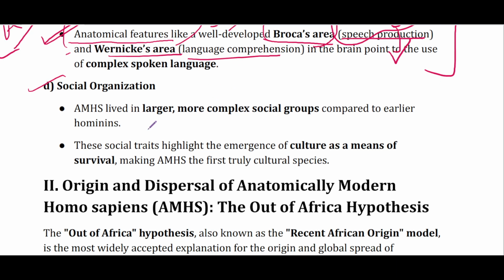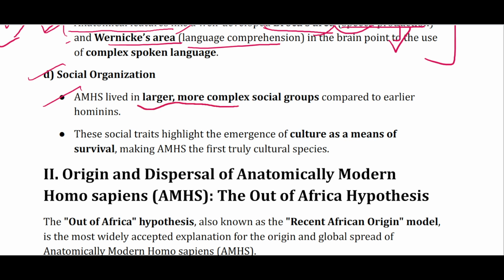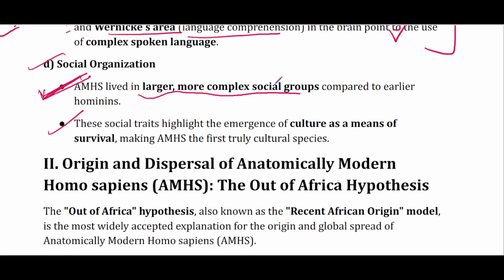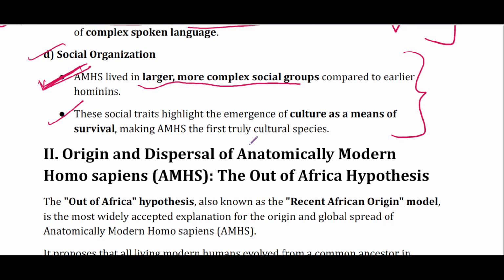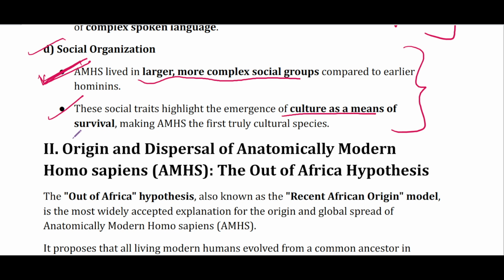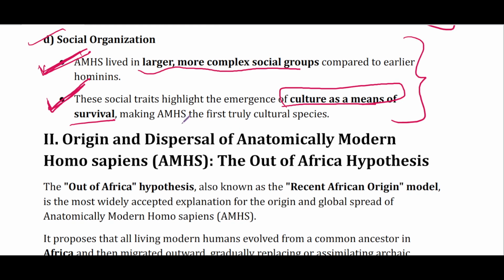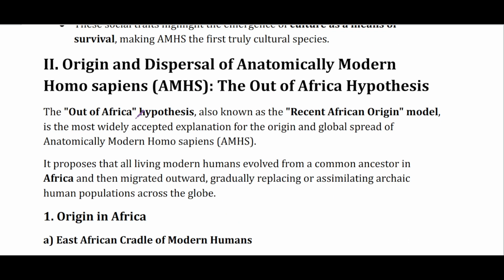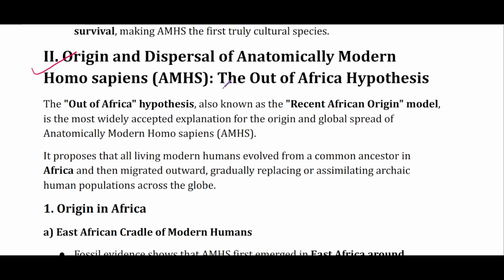The social organization की बात करते हैं. The AMHS lived in larger, more complex social groups with complex hierarchy, more role differentiation, more task differentiation, and this particular group might have led to culture as a means of survival, not just a means of living through. So this particular transition of making culture a means of survival might have made AMHS the first truly cultural species. Now let's proceed on to the origin and dispersal of AMHS.